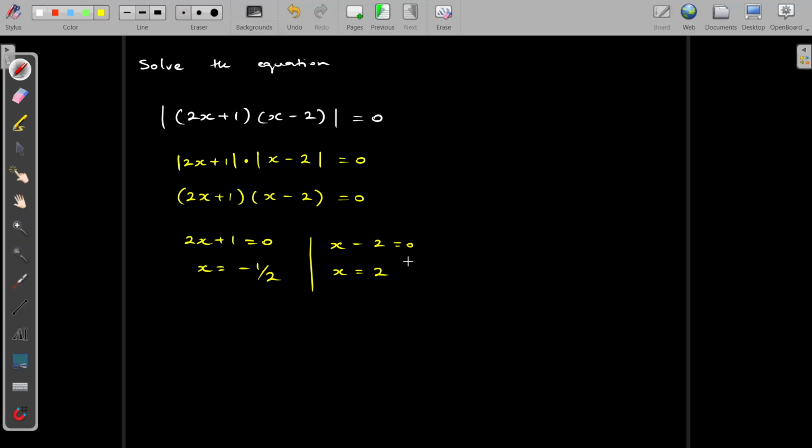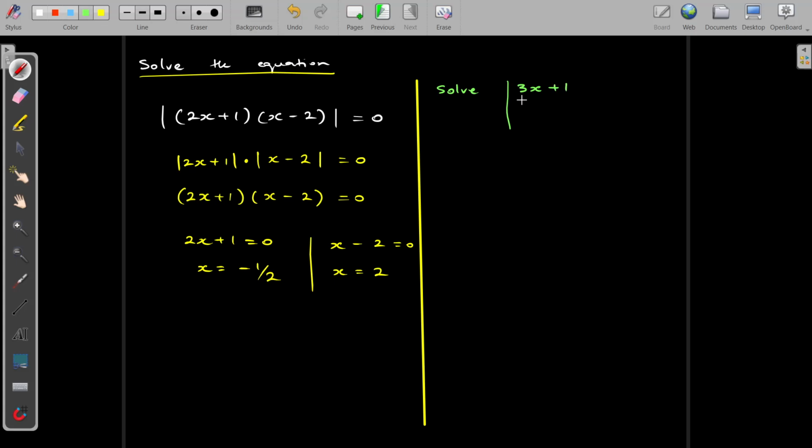Now, we can also be given these types of questions in the form of fractions. So let's look at how we would do that. If we're given these in the form of fractions, where we need to solve the modulus of 3x plus 1 over x plus 2, and we're told that this is equal to 2.